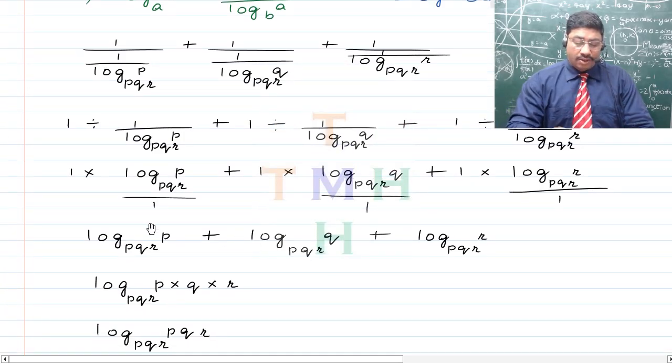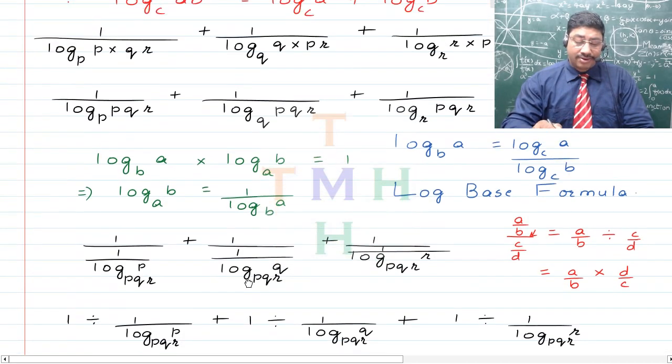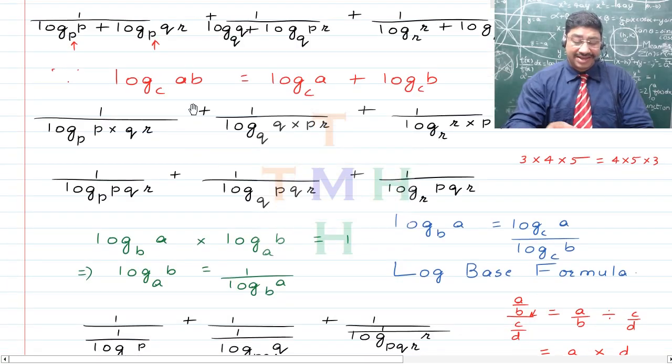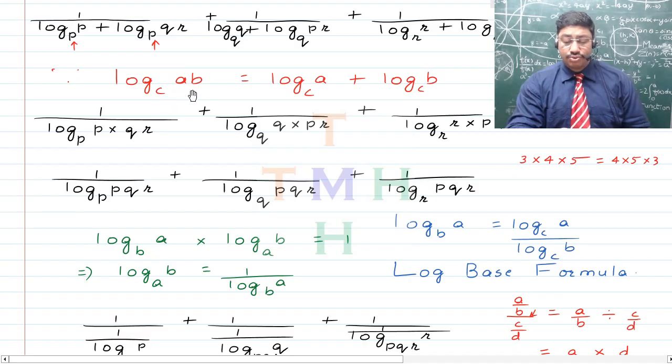Now we have only the numerators which remain, and we find that each of these three terms has exactly the same base, right? And here we are quickly reminded of the rule that we studied earlier: the log of a product of two numbers to the base C is equal to the sum of the logs of those two numbers, keeping the base the same, right?